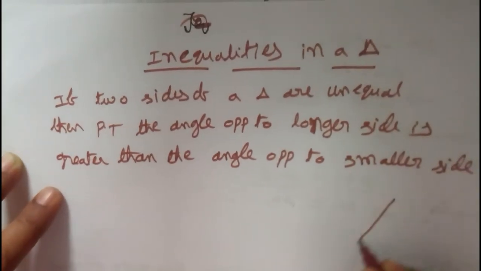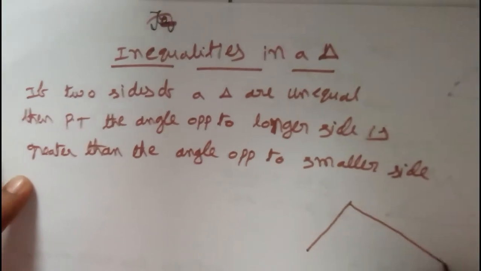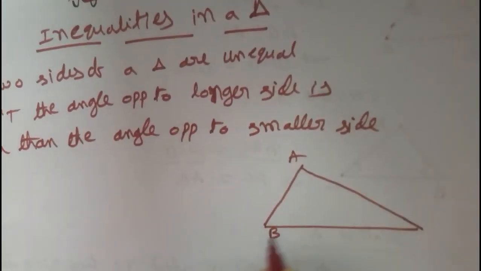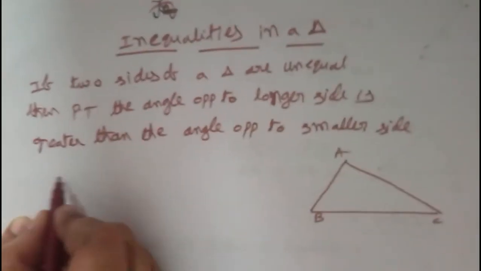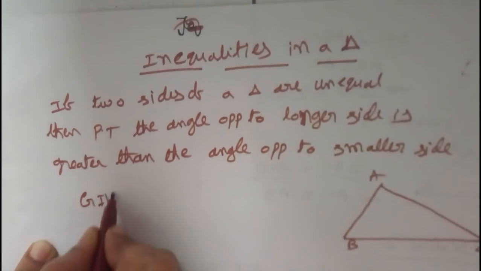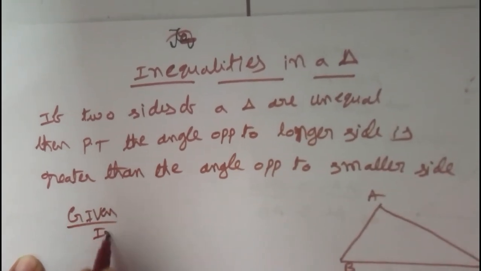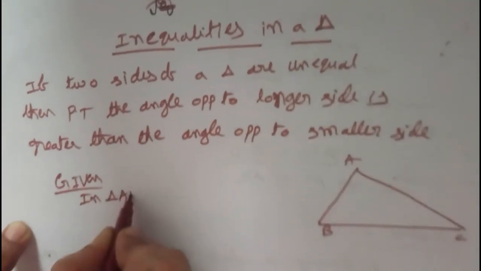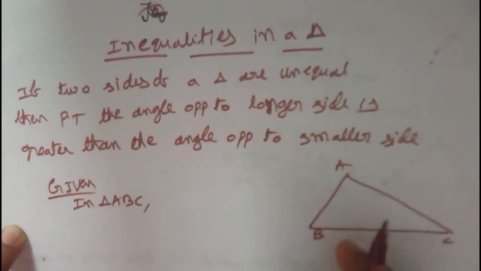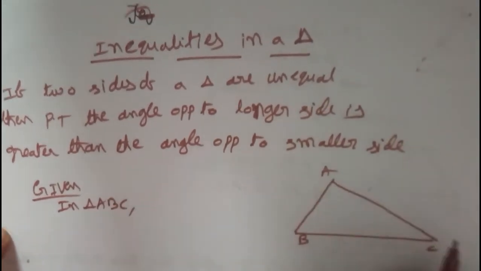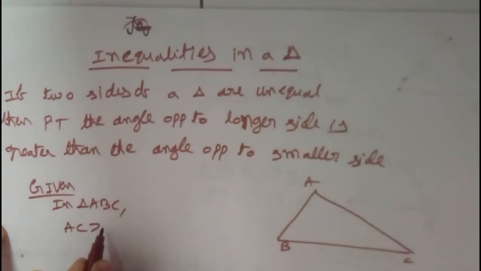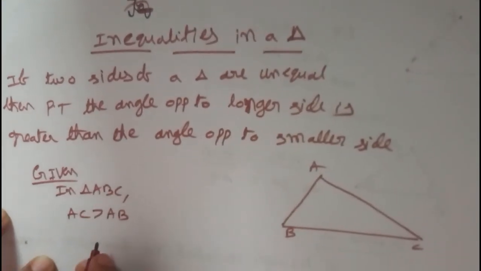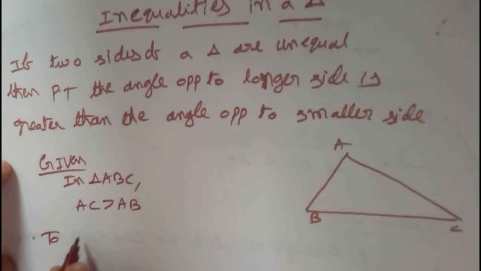Now consider triangle ABC. Two sides of a triangle are unequal. So what is given? In triangle ABC, two sides are unequal, which means one should be smaller and one should be longer. Here I am taking AC is greater than AB.